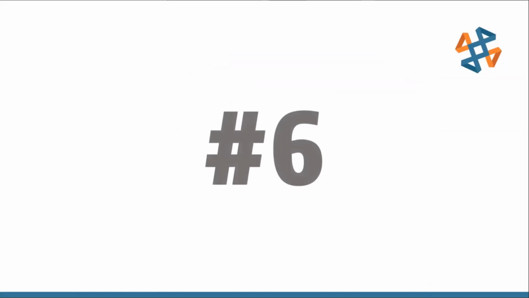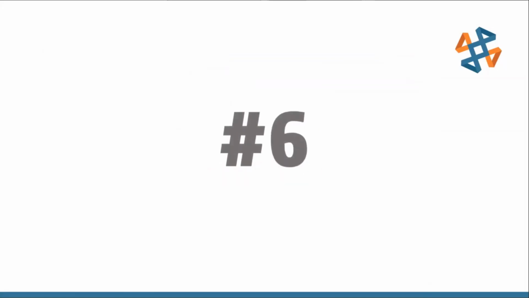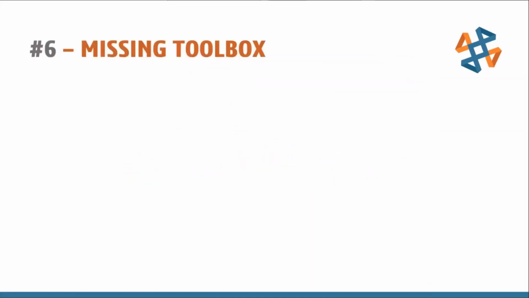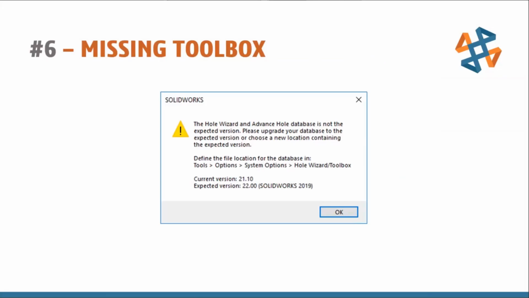Number 6 of our top 10 mistakes that people make when upgrading SolidWorks is missing the toolbox. The toolbox is an add-in that's included with SolidWorks Professional, and it's probably our most popular add-in. It's our hardware and fastener library. We see this message all the time. It pops up after you install that new version, and it says that it's not the expected version.